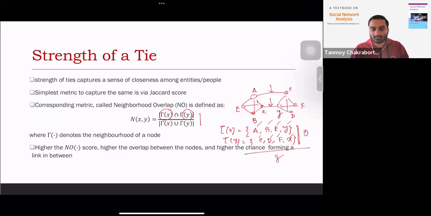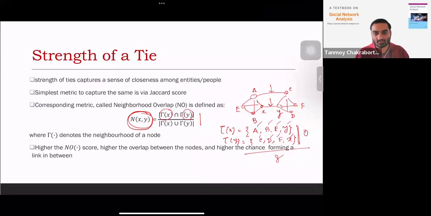The more the value of the neighborhood intersection of the two endpoints, the stronger the link is. The less the value, the weaker the link. Okay, it's a very simple way of looking at it.